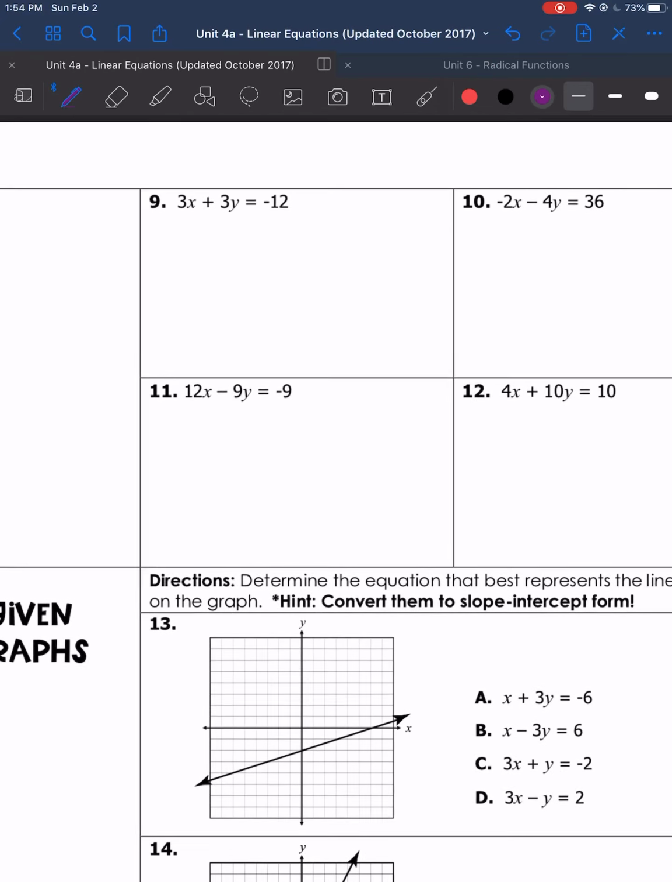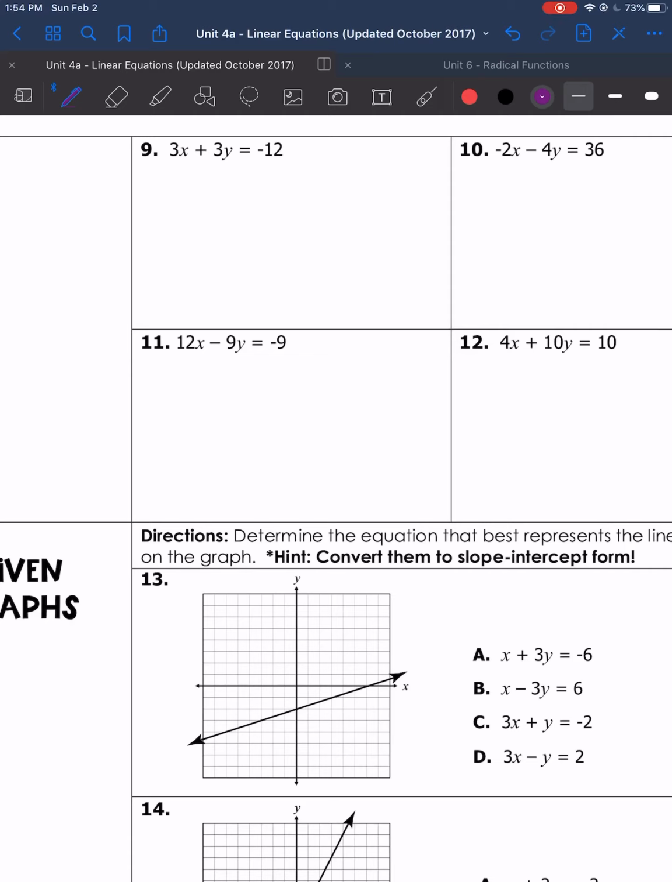Let's do 2 more, like this. So we still want y by itself, so I'm going to subtract 3x. So 3y equals negative 3x minus 12. I'm going to divide by 3. Y equals negative x minus 4. So m is negative 1 and b is negative 4.